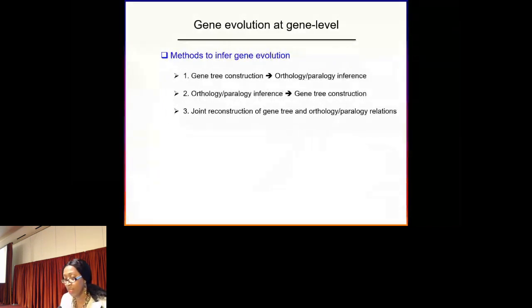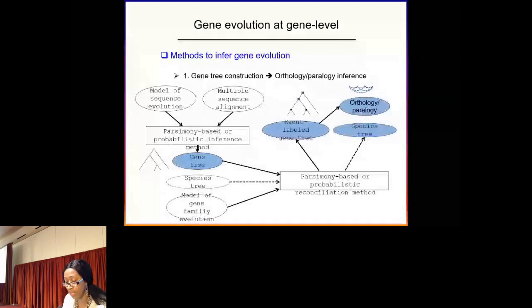Now I will talk a little bit about the methods used to infer gene evolution at gene level. These methods can be classified in three main categories, depending on whether we compute first the gene tree and then the ortholog-paralog relations, or the inverse, so first ortholog-paralog inference and then gene tree construction, or whether we jointly reconstruct all this information. I will go a little bit inside each class of method, because it will allow us to better understand the models of gene evolution at transcript level.